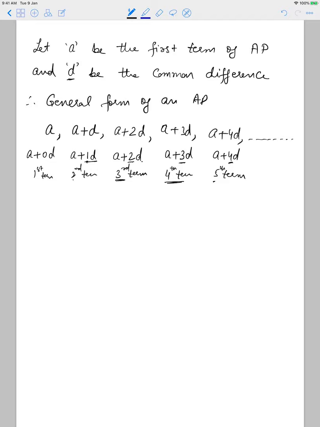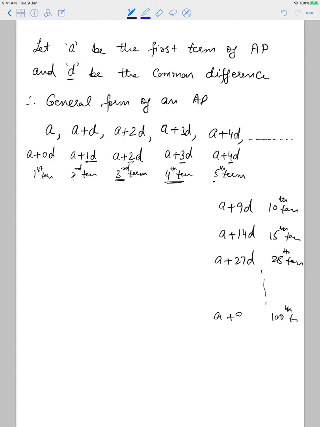Similarly, if I want to say what is the 10th term of this sequence, I can say A plus 9D. If I say what is the 15th term, I can say A plus 14D. What is the 28th term? I can say A plus 27D, and so on. What is the 100th term? It is A plus 99D. And suppose I say what is the nth term, you can say A plus (n minus 1) into D. This is how we obtain the various terms of the given AP.